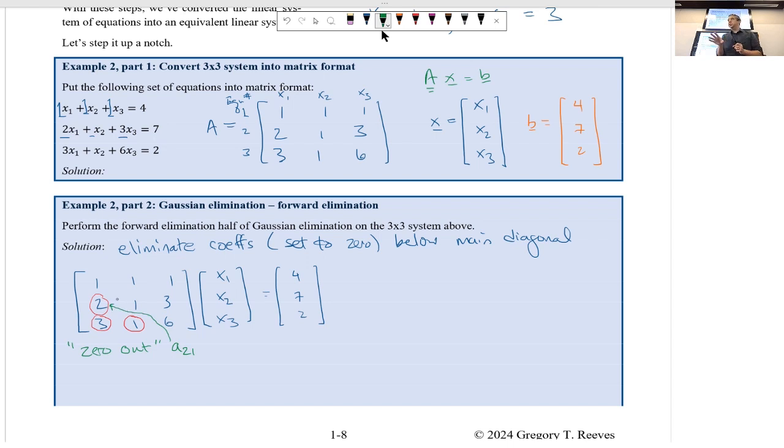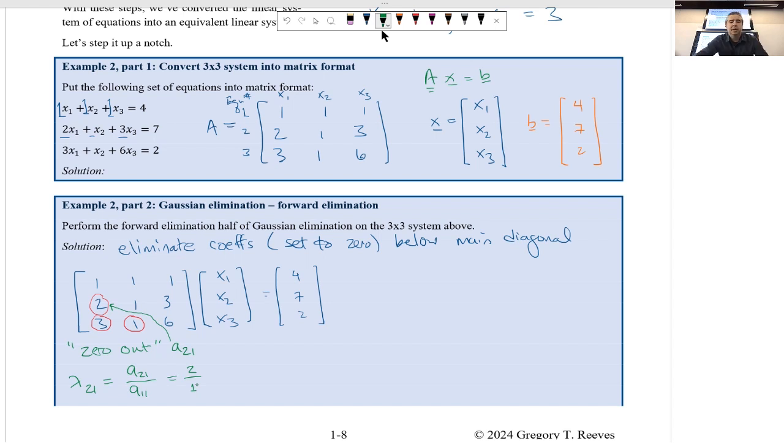I'm going to find some coefficient, some multiplier, to multiply that first row by. I'm going to call this multiplier lambda 2,1. And lambda 2,1 is defined as the thing I want to zero out, A2,1, divided by the main diagonal element A1,1. So what's the value of this lambda? It's 2 over 1, just to illustrate where this is all coming from. So my lambda is 2.